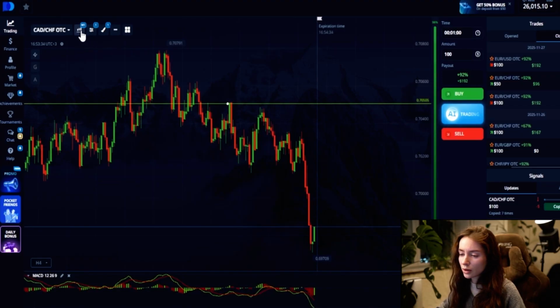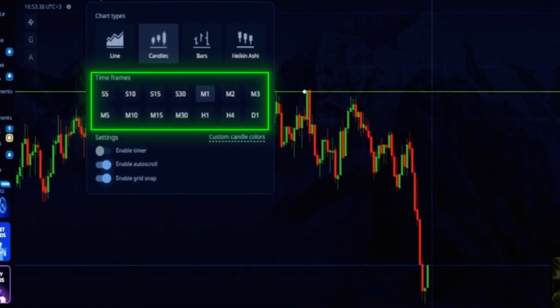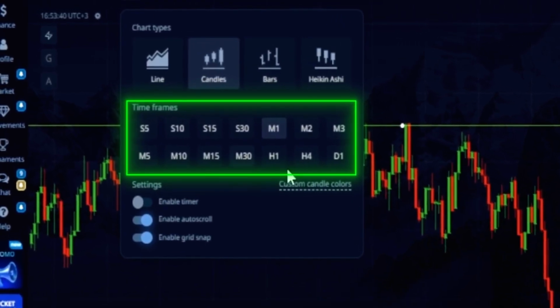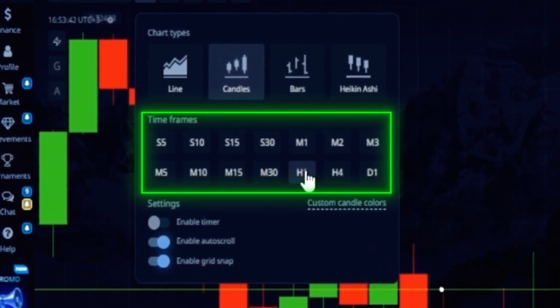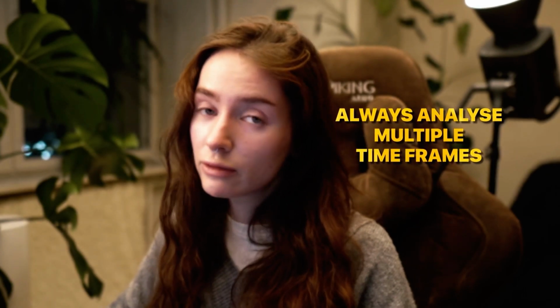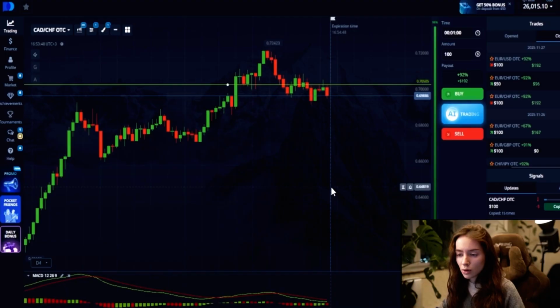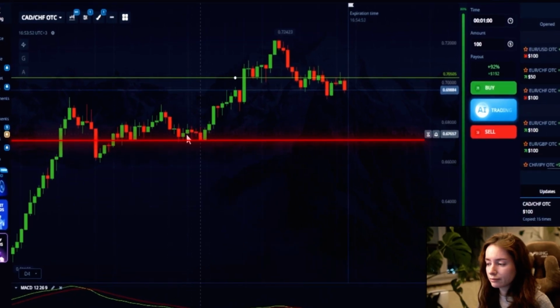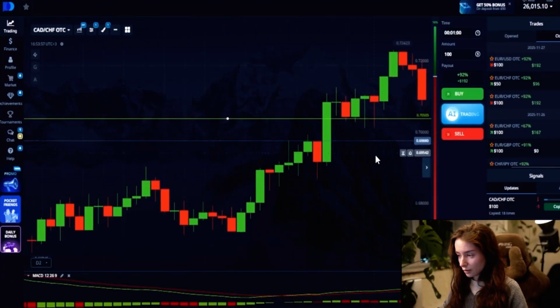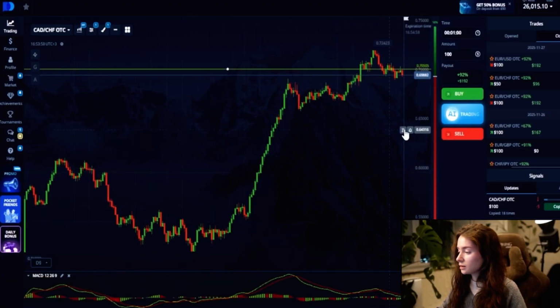Now I'll also check the overall time frame. This is another important point. You don't just set an indicator and look at it on a single time frame. You must always analyze multiple time frames. Never forget that. Overall, I think the price will move toward this low, or maybe even lower. But there is a clear sell signal.